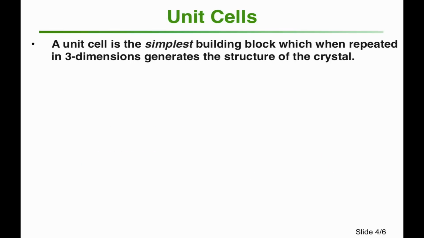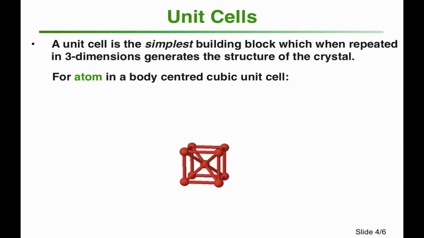Another way of thinking about the structure of a solid is to use unit cells. Unit cells are the simplest building blocks which we repeat in 3 dimensions to generate the structure of the crystal. So here's a body-centered cubic unit cell. It's a cube with an atom on each corner and an atom at the center. And this brick is going to be repeated in 3 dimensions forever and ever to generate the structure of the metal, the structure of the crystal.